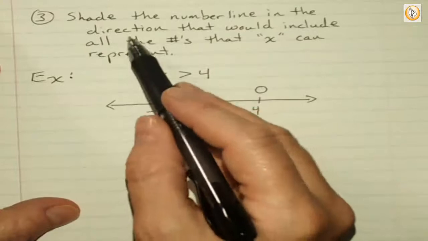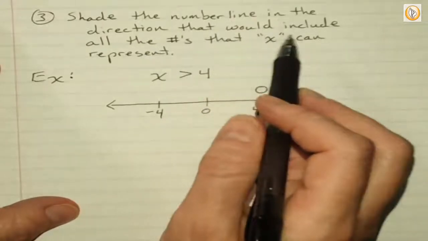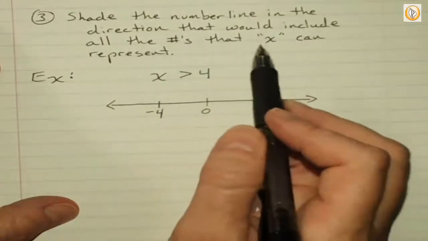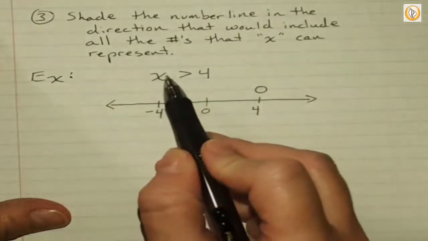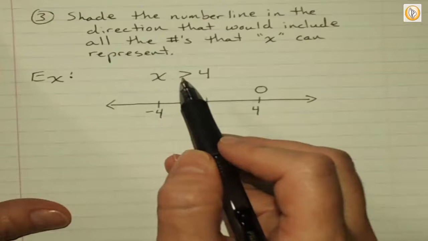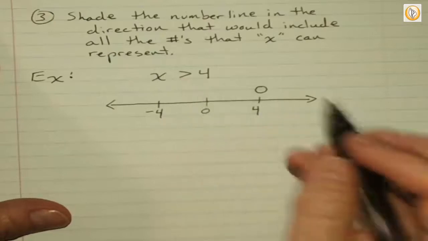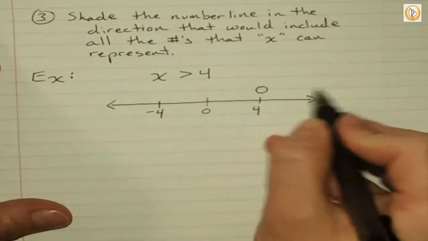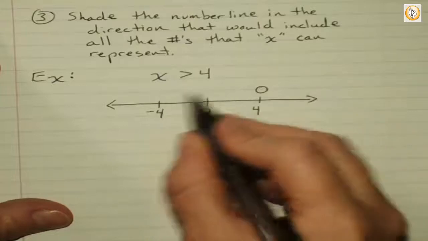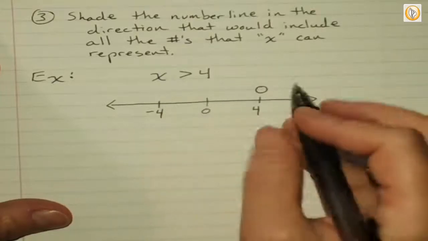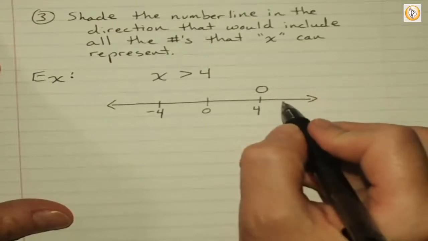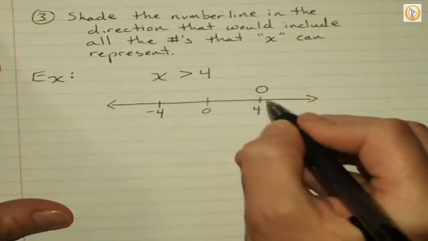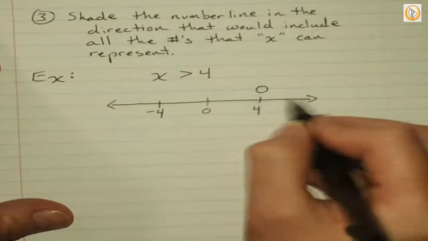It says shade the number line in the direction that would include all the numbers that x can represent. So it says x is any number basically greater than 4. So am I going to shade this direction or this direction, Atalia? Why to the right? Bingo. Now it says shade because they want you to put an open circle here and then shade.